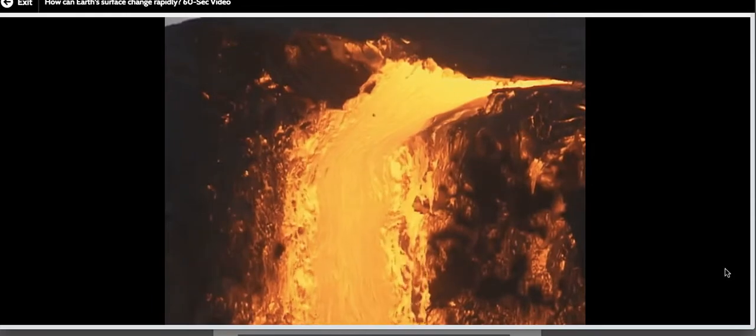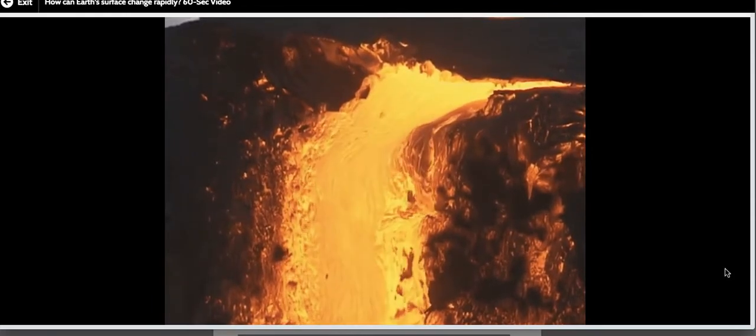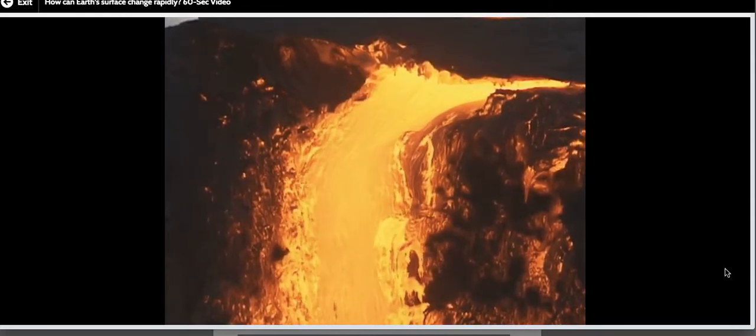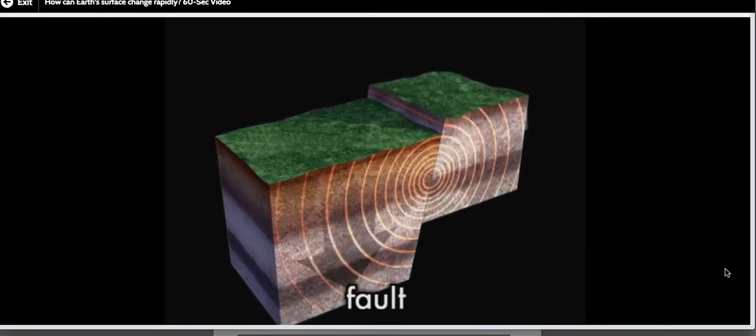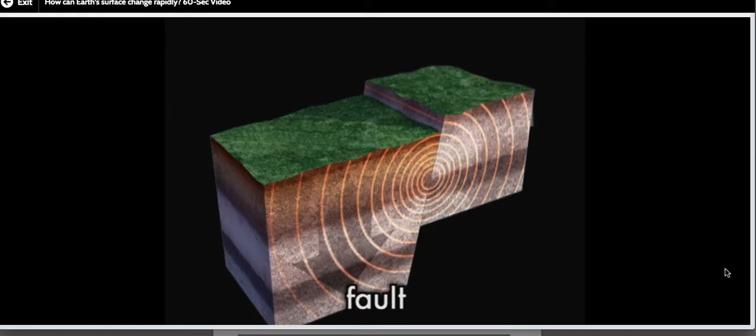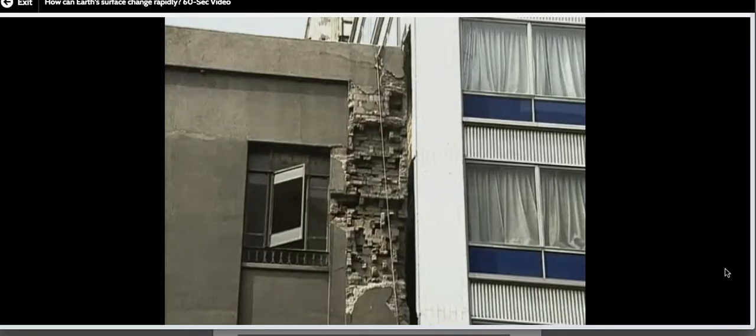A volcano is a landform that forms at an opening in Earth's crust where magma reaches the surface. Earthquakes occur along a fault. A fault is a break or crack in rocks where Earth's crust can move suddenly. Earthquakes can be so small you don't notice them, or they can be so big that buildings and bridges get damaged. The damage is often greatest near the epicenter.